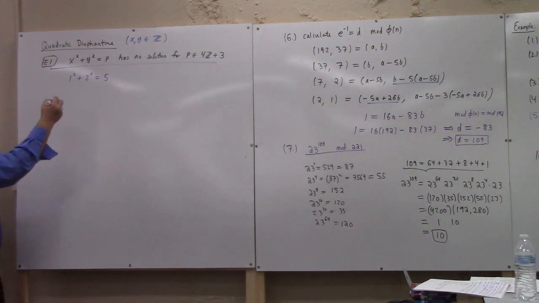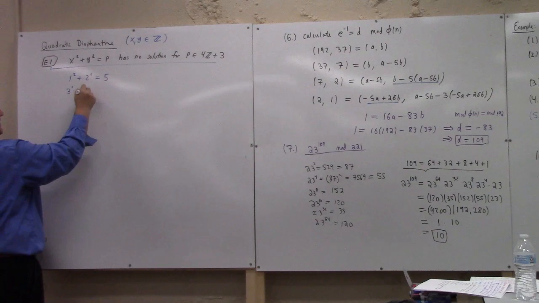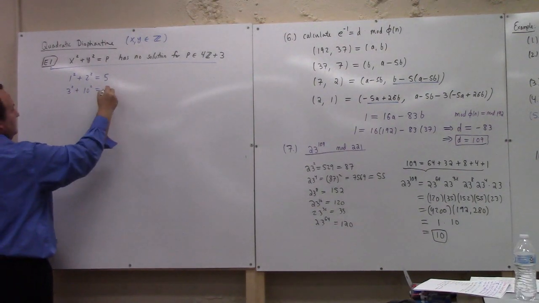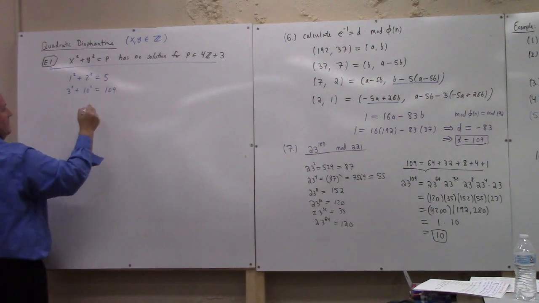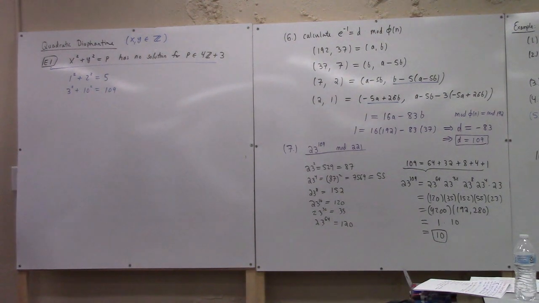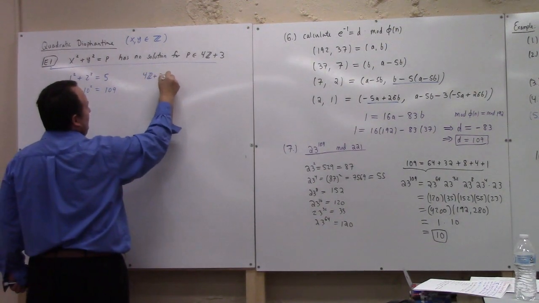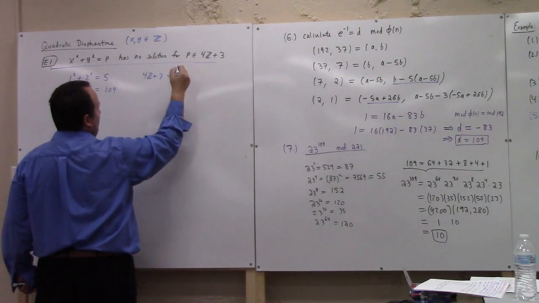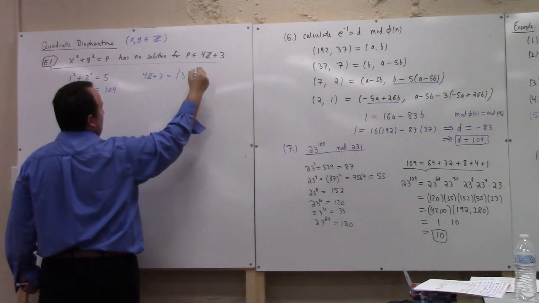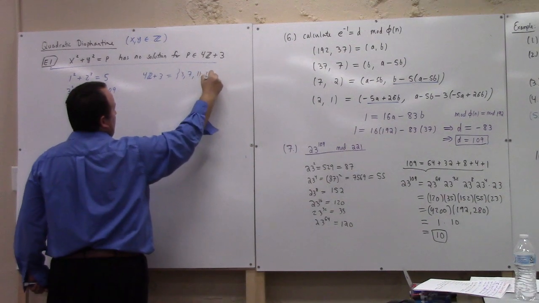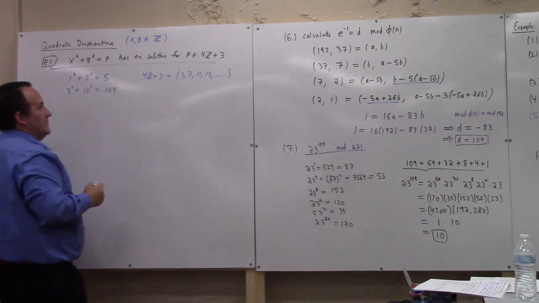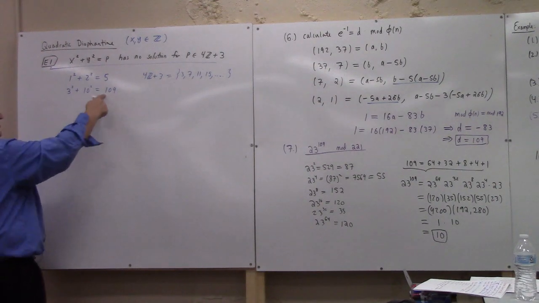But let's try something else. Like, how about 3 squared plus 10 squared? What do you get? 9 plus 100, yeah, 109, right? I did that backwards. So in terms of what's in 4Z plus 3, 4Z plus 3 is things like what? 3, then 3 plus 4, 7, 11, 15, right? What about 109, is that one of these?